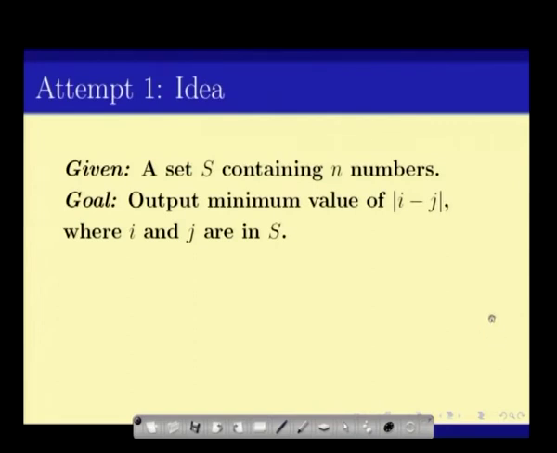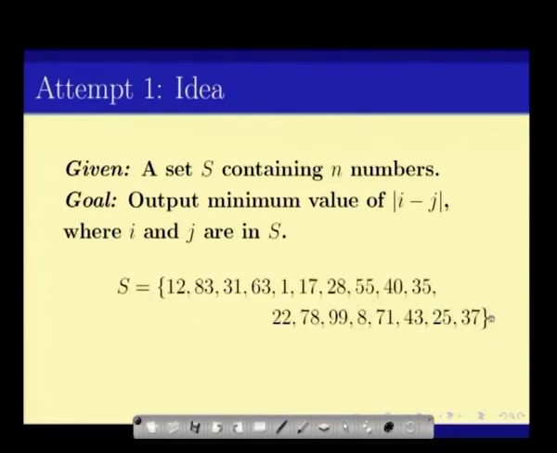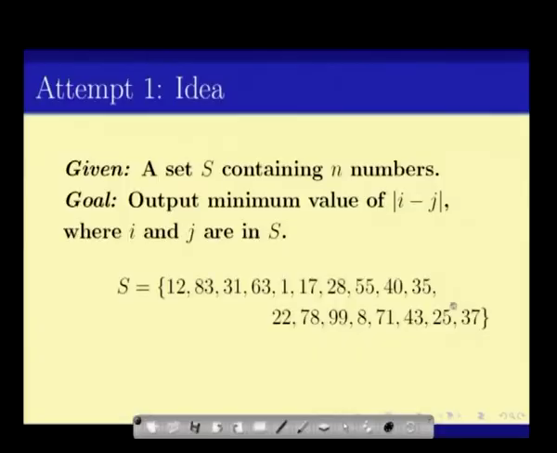As the first attempt, it is clear that the algorithm we have to use has to be a bit tricky. For example, if the set S is a random set of numbers, and I want to output the closest points, it is not obvious at all what the i and j are such that i minus j is minimized.